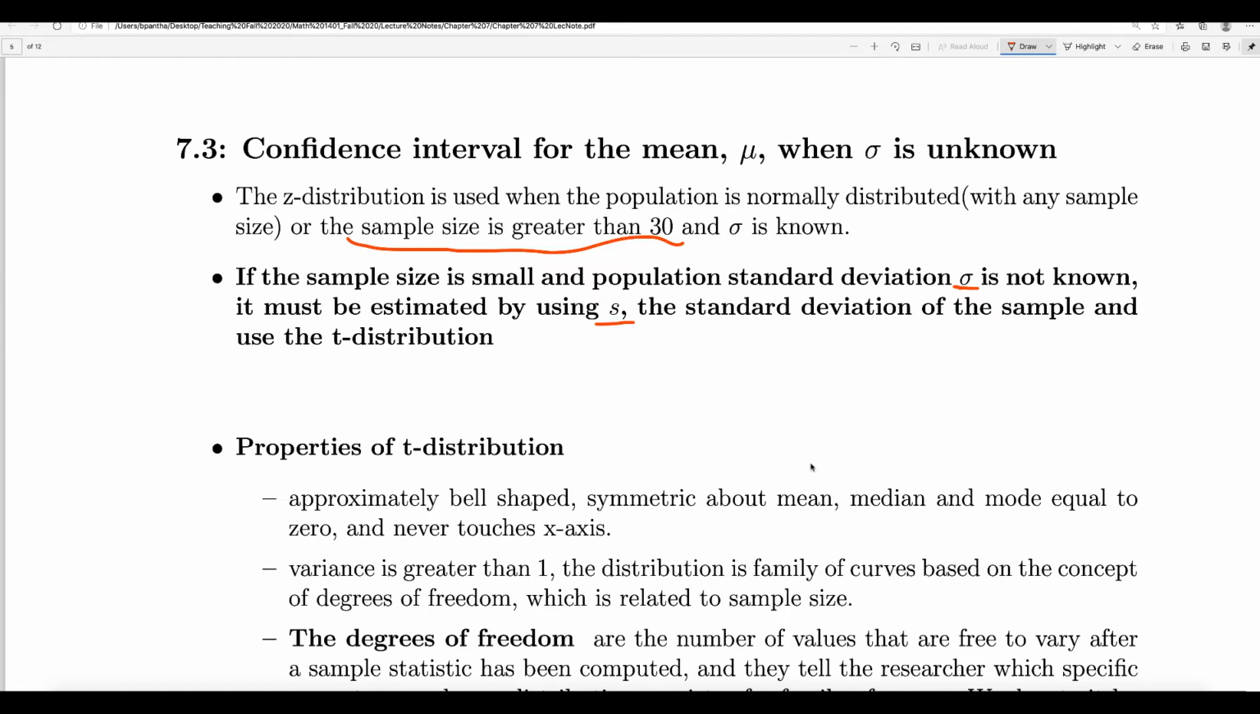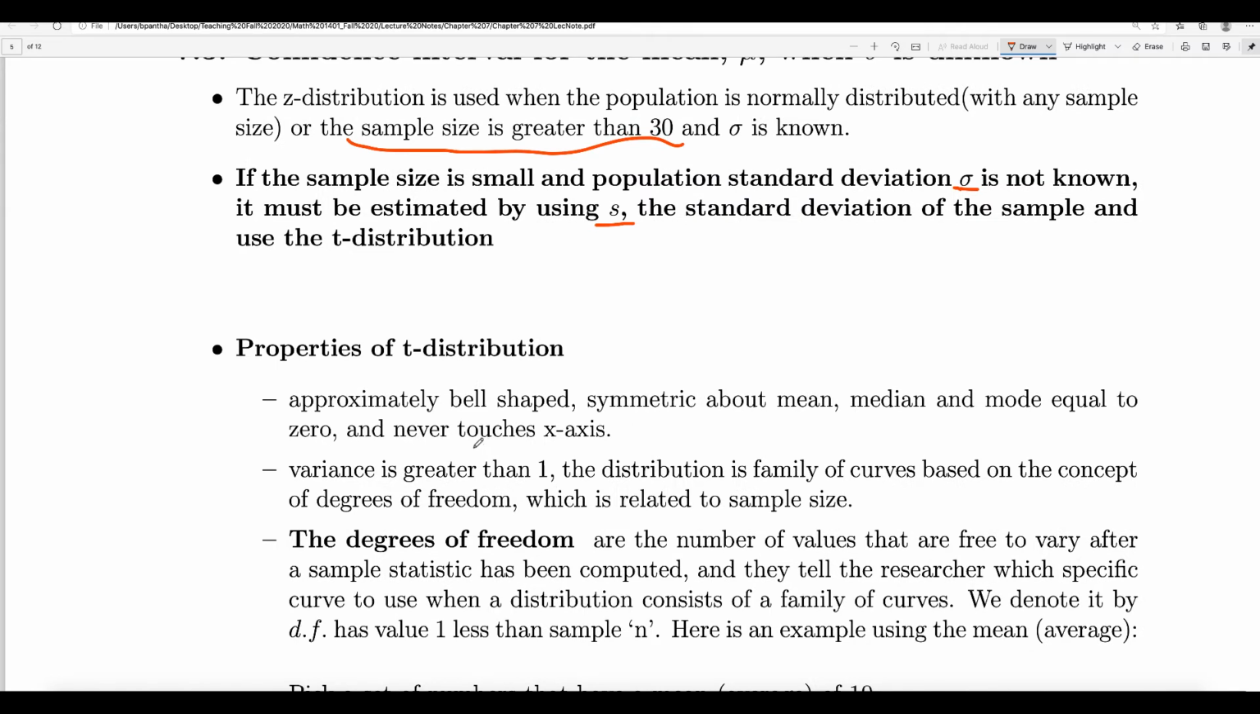Let us talk briefly about what the t distribution is. The t distribution is a bell-shaped curve which is symmetric about the mean; the mean, median and mode are equal to 0, and it never touches the axis. It is similar to the normal curve, but it is not a unique curve. It depends on the degrees of freedom, which is related to the sample size. The variance is a little greater than 1 because it is more flat. The distribution is a family of curves based on the concept of degrees of freedom. If the sample size is n, then the degrees of freedom is n minus 1, one less than the sample size.